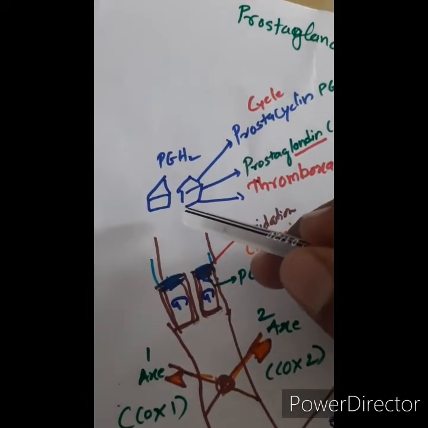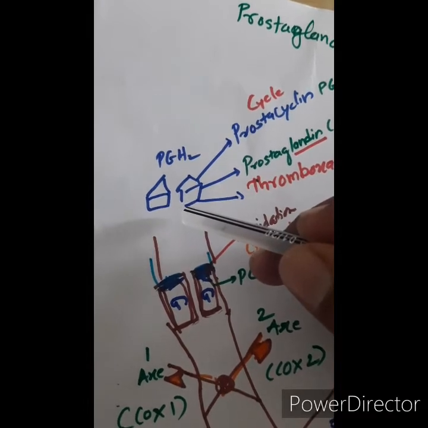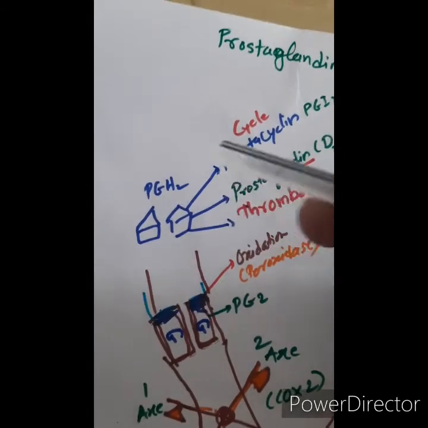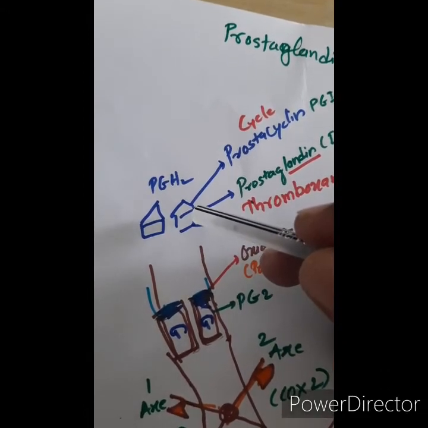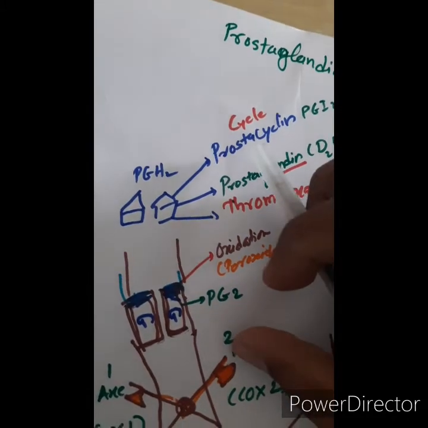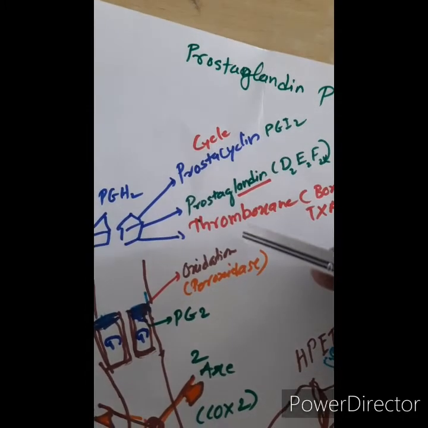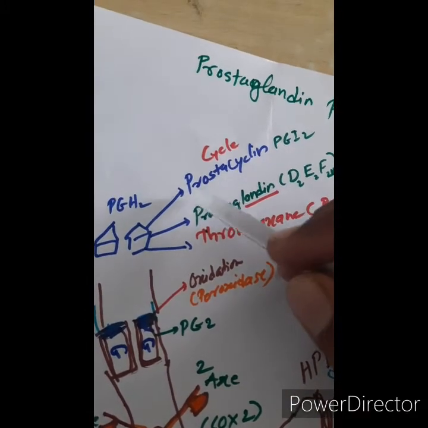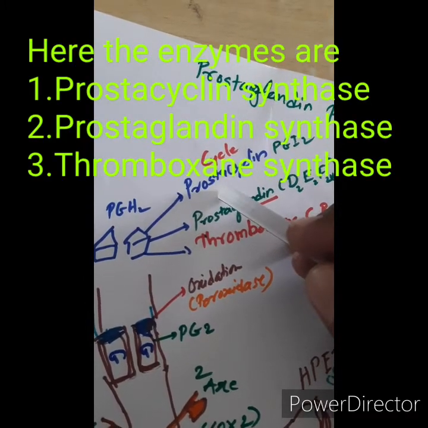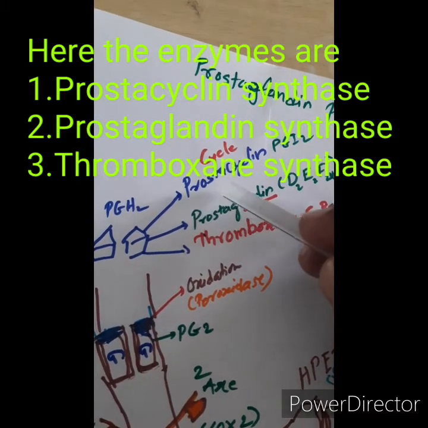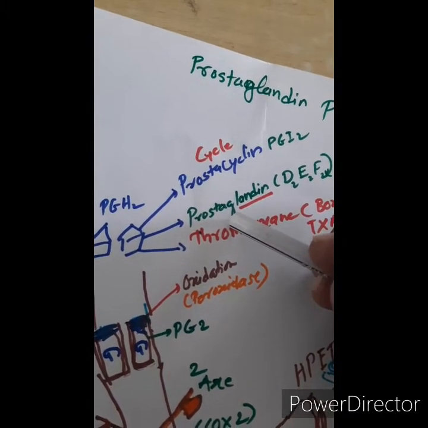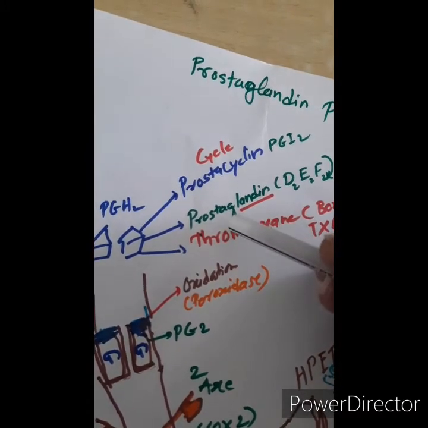Just above that there are two houses of birds. Two houses means PGH2. One is empty. Then in the second house there are three birds. What are they doing? The first bird is cycling, which means prostacyclin. So prostacyclin first. The second bird is gliding, sliding.